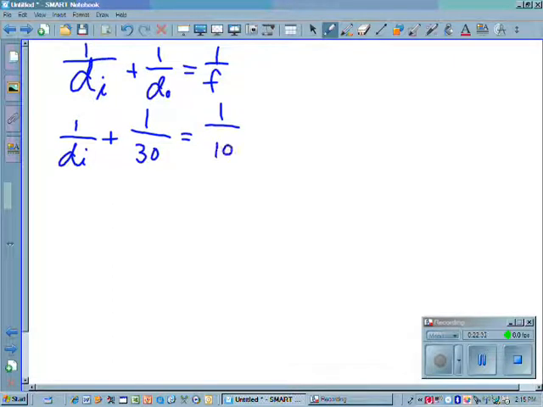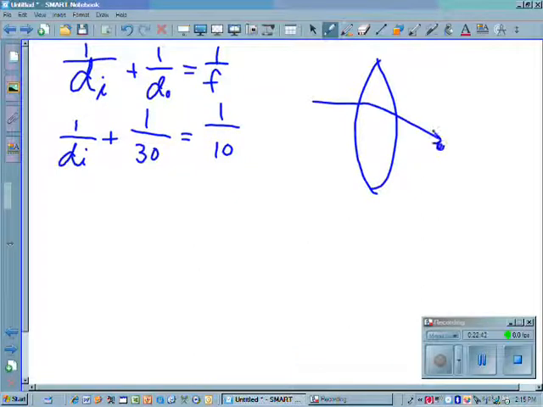10. Now, since it's a convex lens on this very first one, that's a positive 10 because the focal length, as the rays come in over here, they come down to here. So that's a positive focal length. The focal length is positive. If it was over there, that'd be negative.